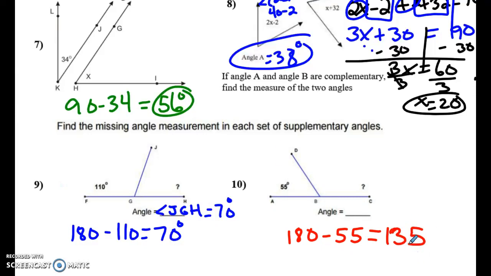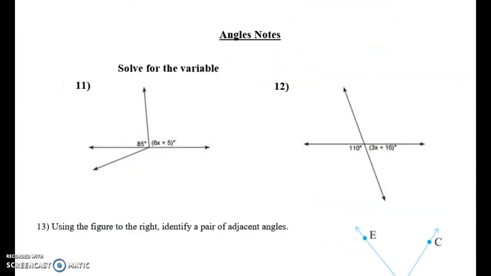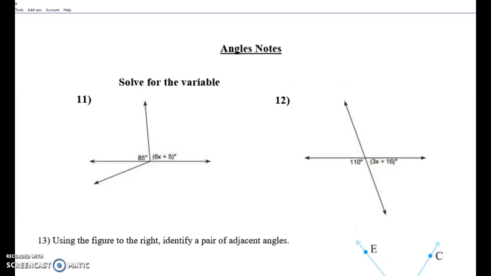That means that angle DBC equals 135 degrees. All right, so this time it tells me to solve for the variable. In order to solve for the variable, I have to know the relationship that exists between the two angles.